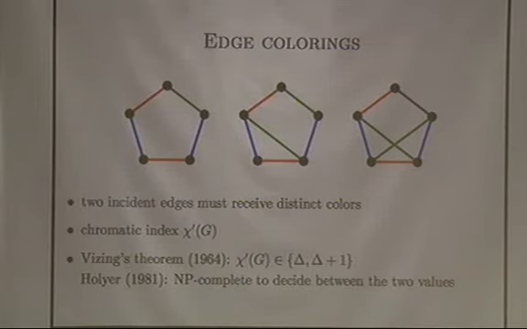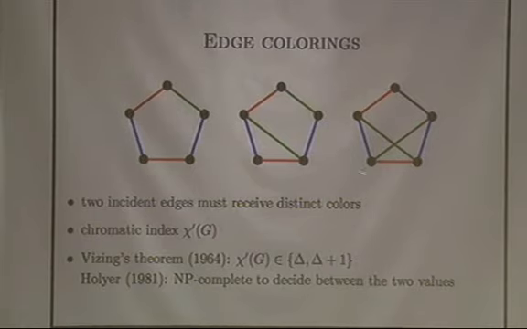And actually it's very hard to distinguish between the classes of graphs for which the lower bound holds and for which the upper bound holds. In fact, it's NP-complete to decide whether a graph has a delta-edge coloring if it's a delta-regular graph for delta at least 3. So one example of a graph with maximum degree 3 where you need 4 colors is this graph. So let us have a closer look at it.